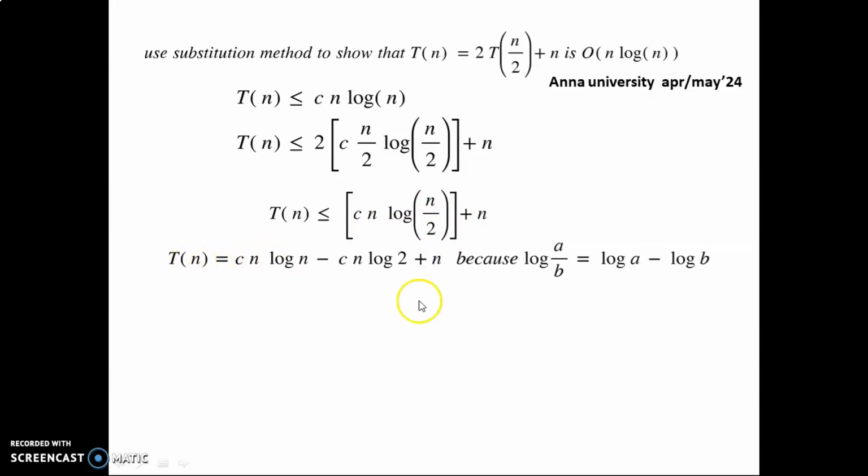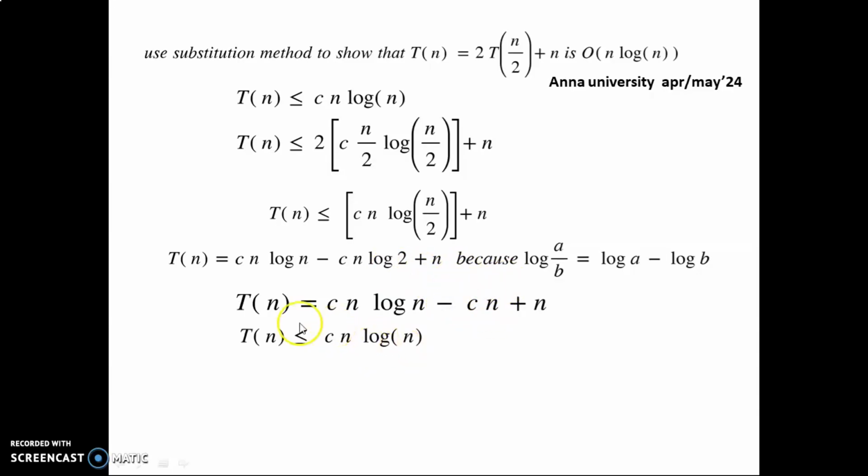Now we apply this formula, log(a/b) = log a minus log b. By applying this formula, this relation will become T(n) = C n log n minus C n log 2 plus n, because log(n/2) we have converted as log n minus log 2. So now T(n) = C n log n minus C n, because the log 2 value is 1. When you multiply by 1, the same value will come. So that is C n plus n.